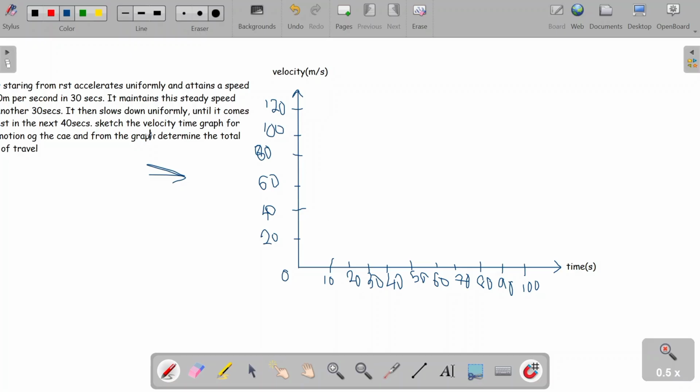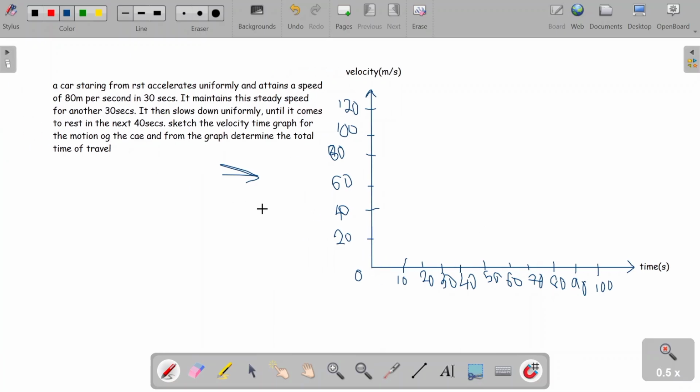Okay, so let's look at where we stopped again. He attains a speed of 80 meters per second in 30 seconds. So I'm going to draw a line. This is 80, right? This is 80. And then 30 is around here. So this is 30, I believe. Let me just draw it. I'm going to draw a line that shows this is 30, and this is 80.